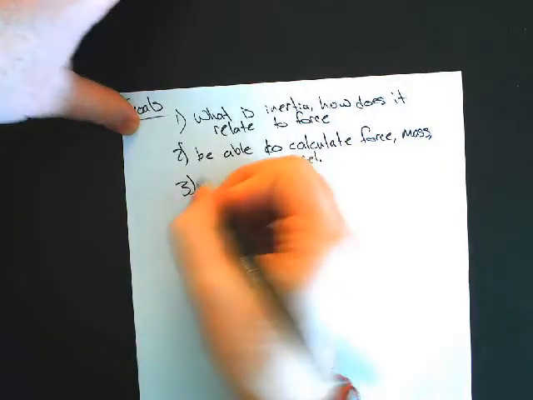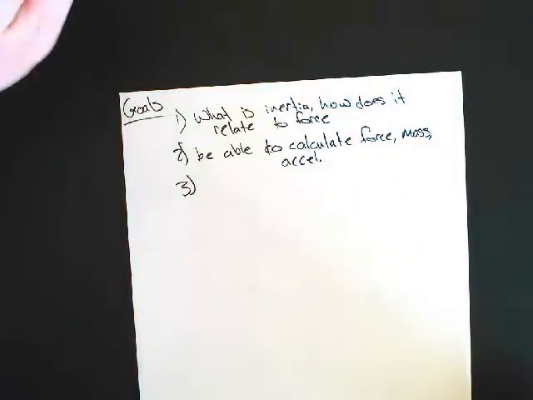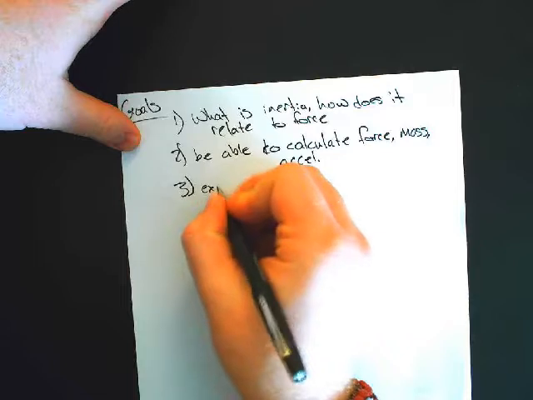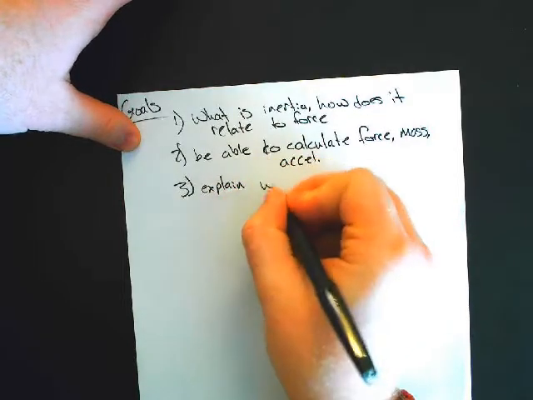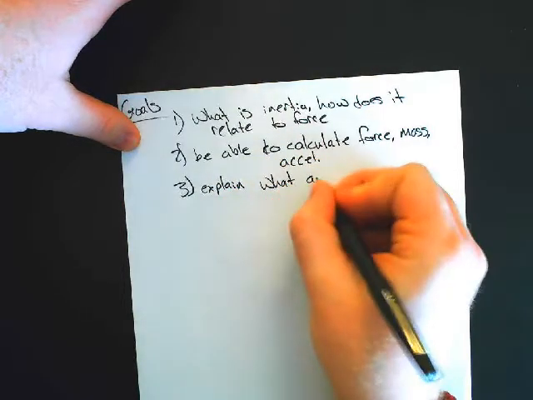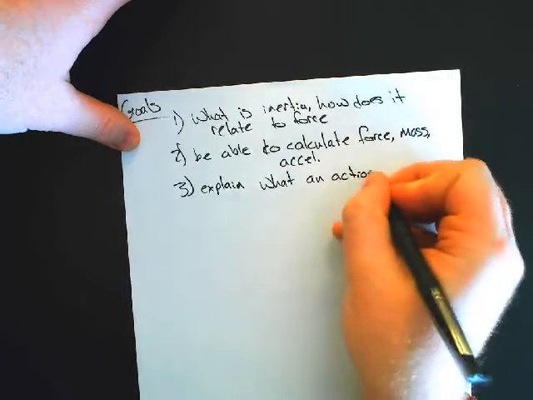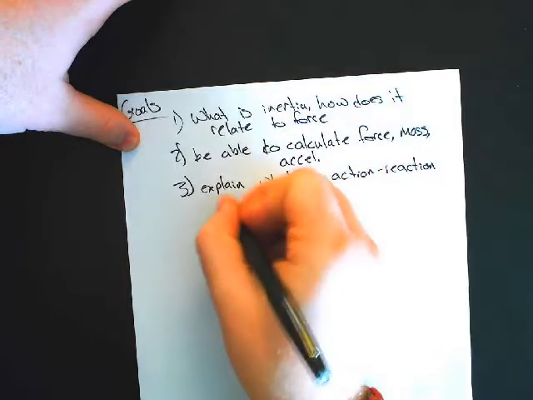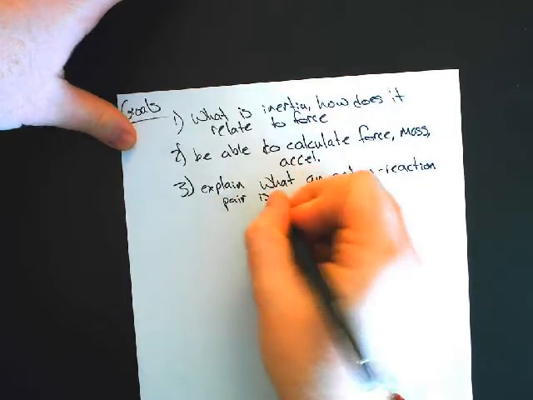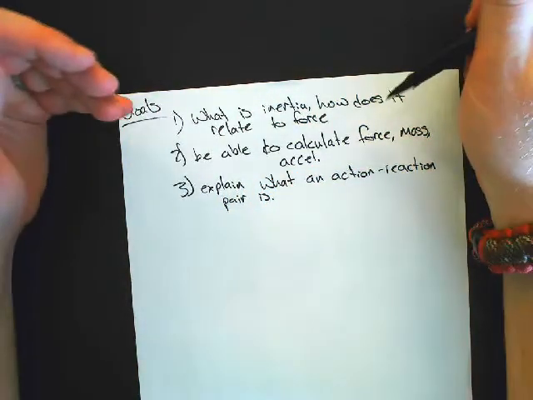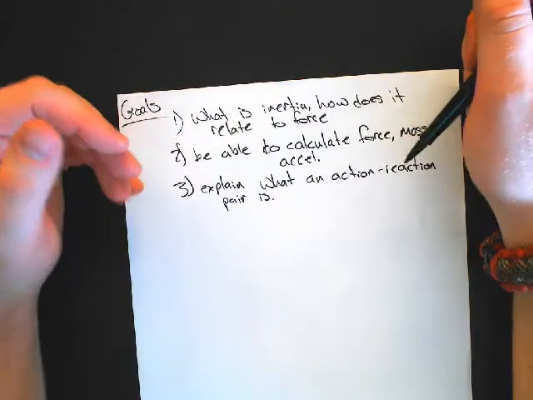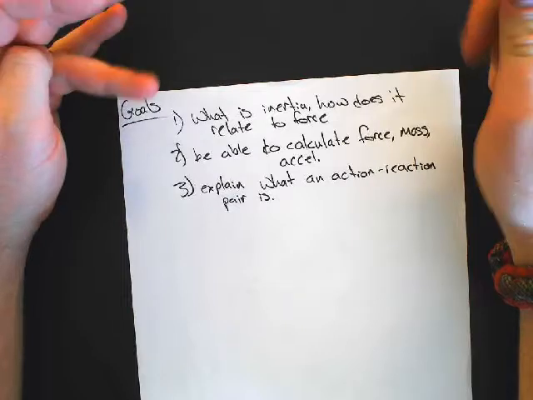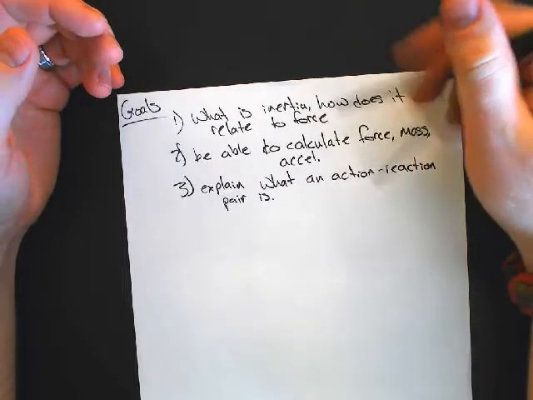And number 3, be able to identify what is meant by an action-reaction pair. Explain what an action-reaction pair is. So if by the end of the hour you can do all these things, you're going to be great for Friday's quiz. And then really the rest of the week, we're just working on these 3 things.